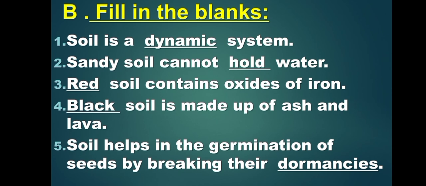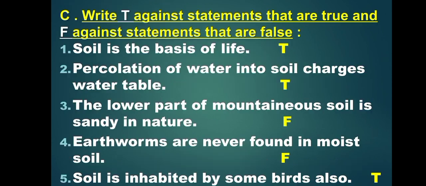Question number 4 is dash soil is made up of ash and lava. The answer is black. So you have to write black in the blank. Question number 5. Soil helps in the germination of seeds by breaking their dash, by breaking their dormancies. So after the breaking of the dormancy, the seeds can germinate. So the answer of 5 for the fill in the blanks will be dormancies. Okay. Now we'll go for the next.